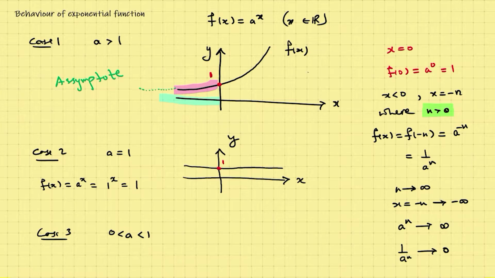Now let's think about case 3. I could go through all the details as I've done for case 1, but for the purposes of time, I'll spare you the details. Perhaps you could spend a bit of time thinking about this yourself, but basically we're going to get the same sort of behavior as we got in case 1, but now the roles of the positive and the negative have been reversed. So what was happening with positive x values in case 1 will now happen with negative x values in case 3, and vice versa.